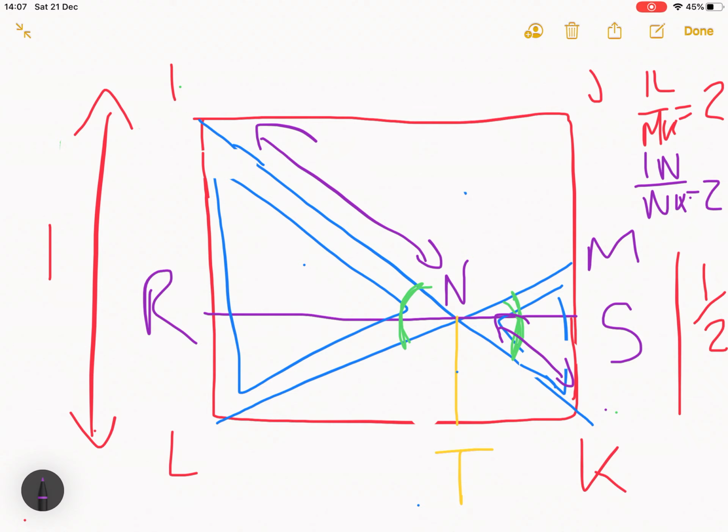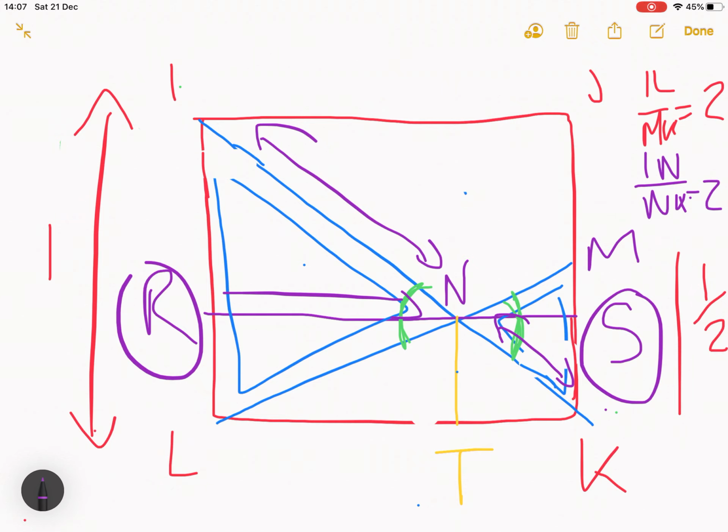And then we can also use this with the height, our line from R to S. So we know that RN would have to be double NS. When you're trying to divide a side into two, with one part being double the size of the other, we would do a third and then 2/3, and a third plus 2/3 is 3/3, so that's 1. So we have 2/3 and 1/3 as the lengths of those sides.